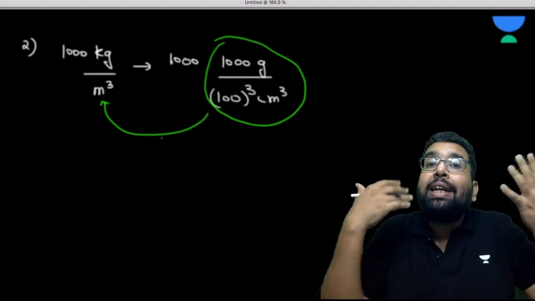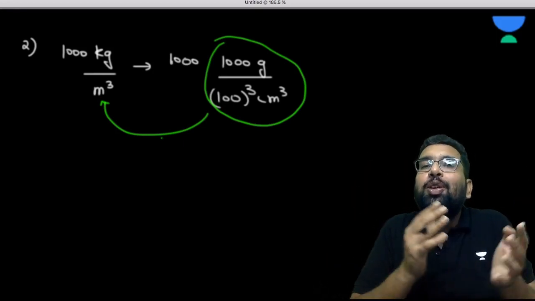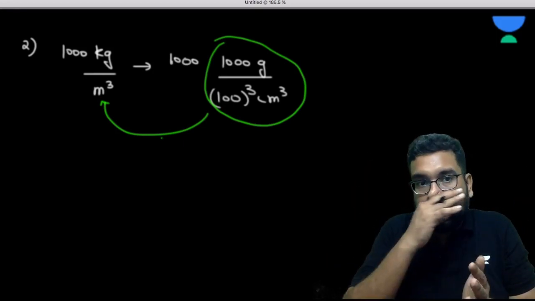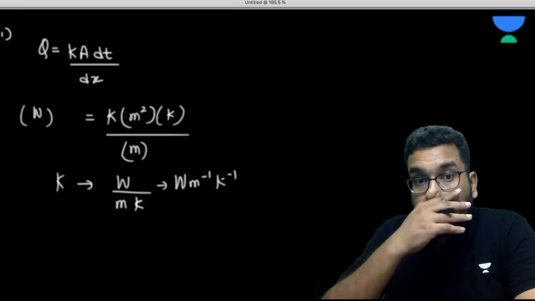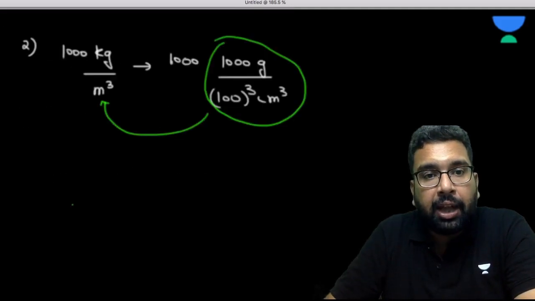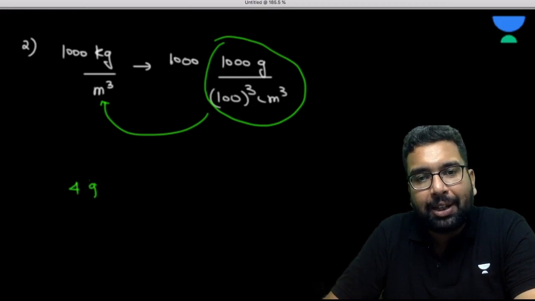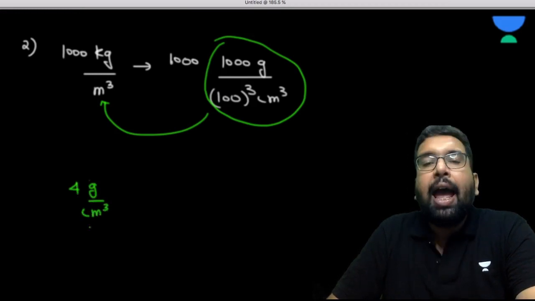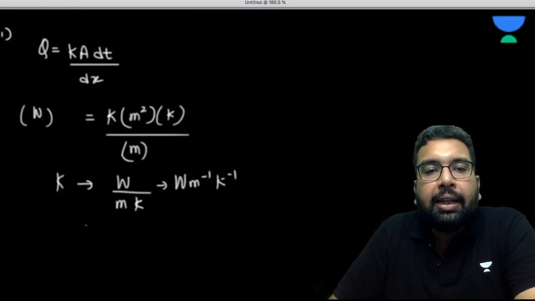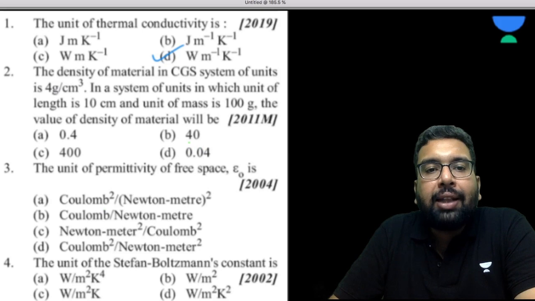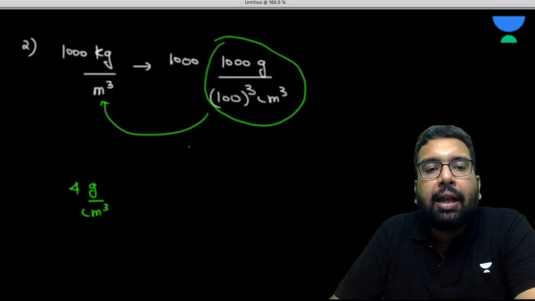Now, the unit you can choose by yourself, in whatever units you want to show. Okay, so in this question they are telling us that in a system of units, the unit of length is 10 centimeters, and they have given you 4 gram per centimeter cube. We want this value in the unit of length that is 10 centimeter, and the unit of mass that is 100 grams.